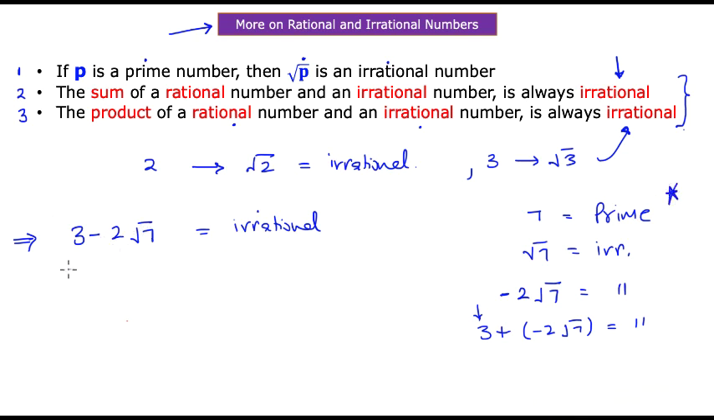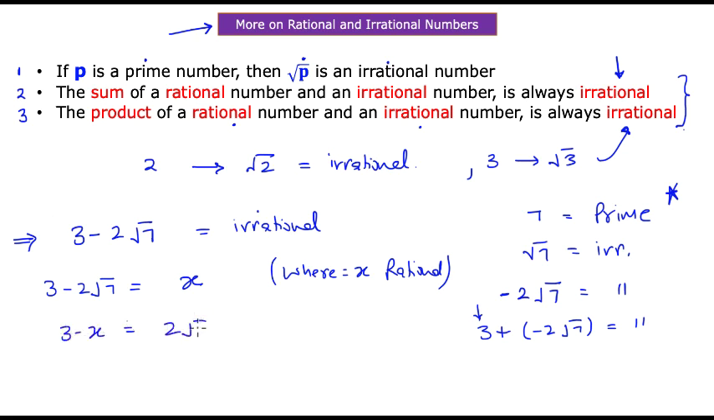But let's say that I want to prove that this is indeed an irrational number. Let's say 3 minus 2 times square root of 7 is not irrational, it is a rational number, and I say that this is equal to x, where x is a rational number. Now let's do some transposing. 3 minus x becomes equal to 2 times square root of 7, and when you divide both sides by 2, you get (3 minus x) divided by 2 is equal to square root of 7.